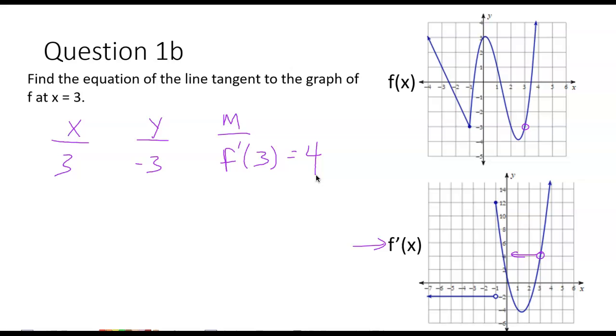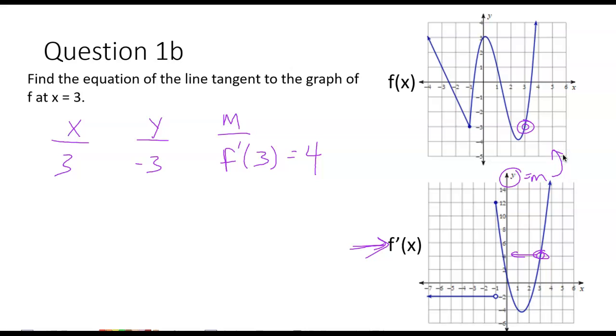If you want to find the y value of the graph of f, you just find that point on the graph and look at the y value. But if you want to find the slope of f, then you look at the f prime graph and find the y value on that graph. So the y values on this graph are the slopes of that graph.